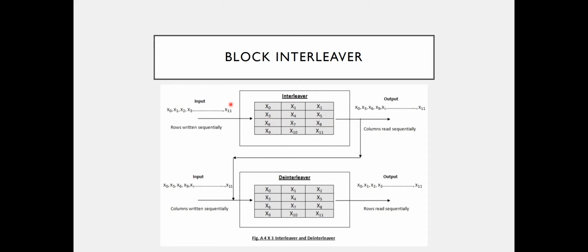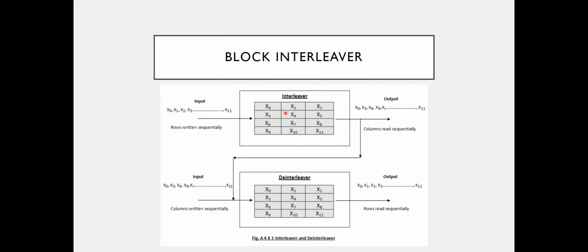If this does not happen, then for example you are sending 3 bits and a deep fade occurs here, so all 3 consecutive back-to-back bits will be corrupted, and that is the worst situation.